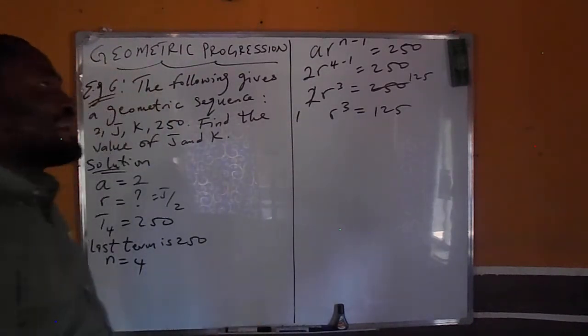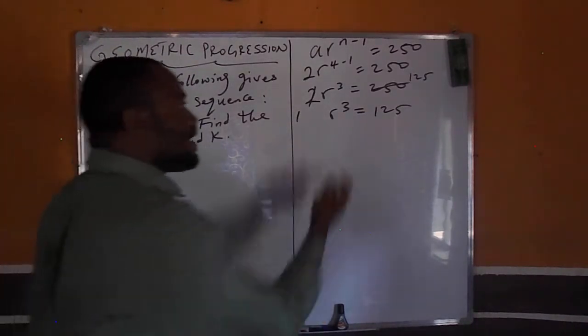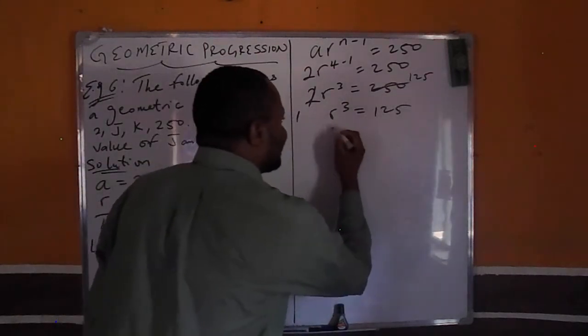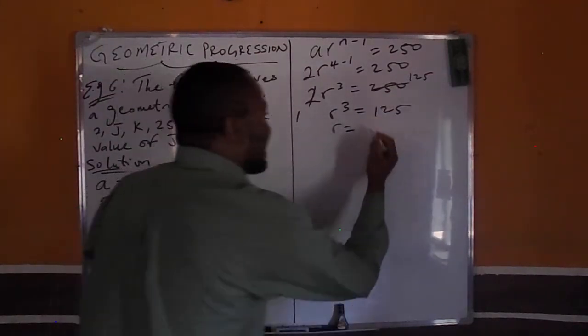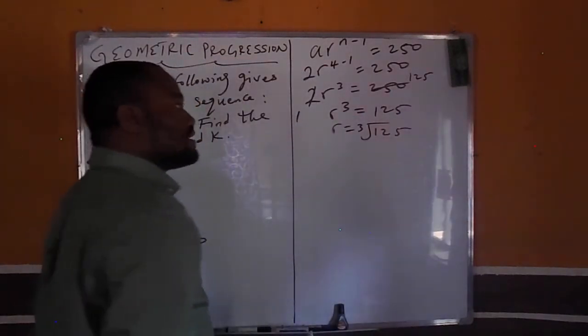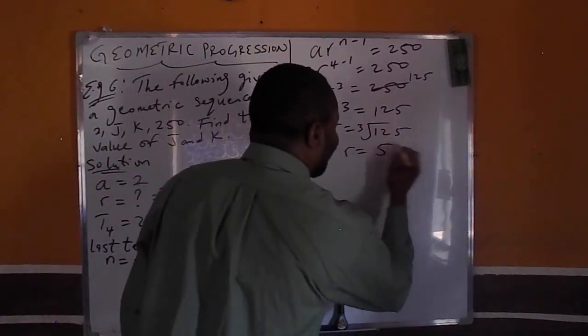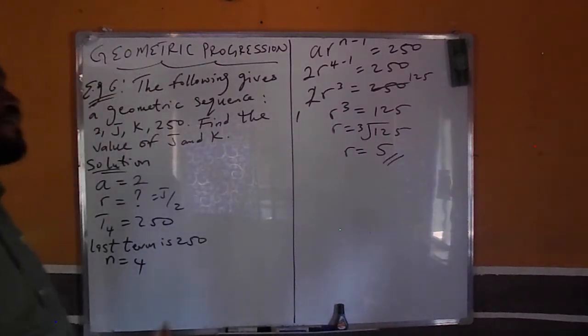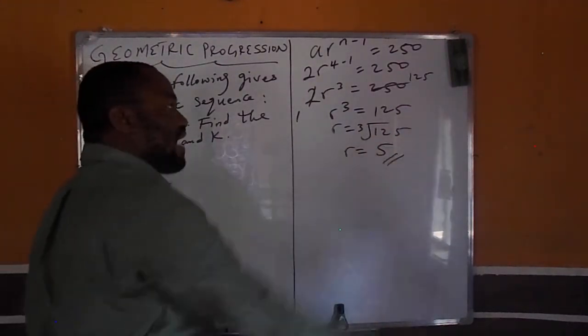We are looking for ordinary R, not R raised to power 3. Then we have to move the raised to power to this side. R equals, when it moves to this side, it becomes cube root. What is the cube root of 125? That is 5. 5 times 5, 25, times 5, 125.